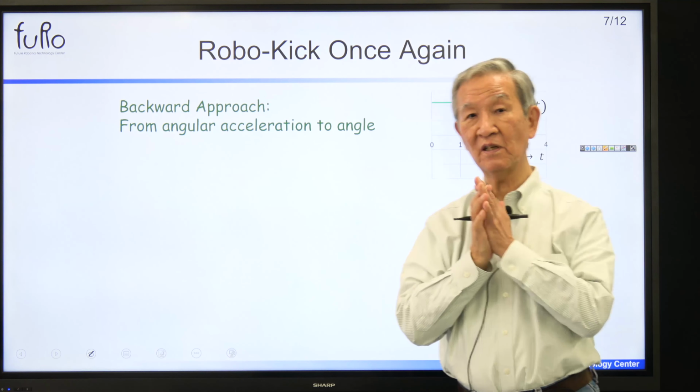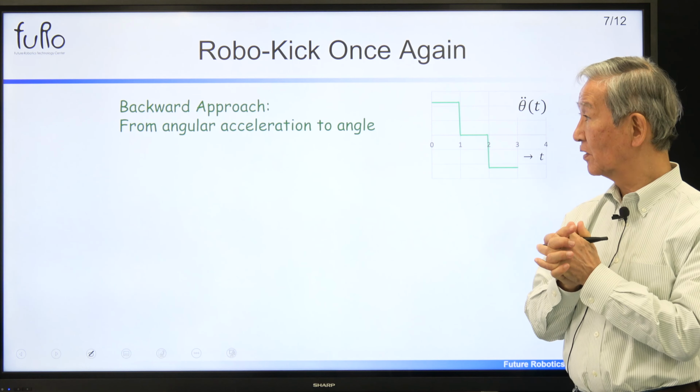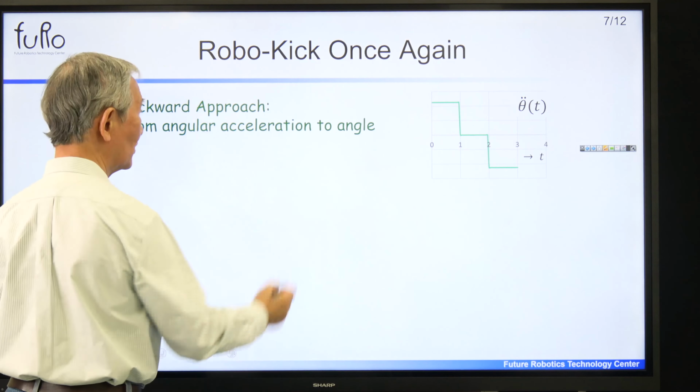So as I promised, I will go back to the Robokick once again. A backward approach this time though, from angular acceleration to angle. Why is that? Well, this is angular acceleration.